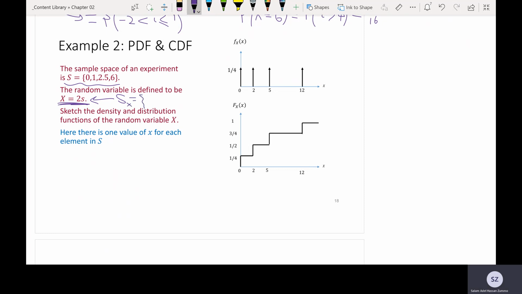What is the range of s? This is s. What is the range of x? Well, the values that x takes. X is equal to 2s. So what is the range of x? 0, 2, which is 1 multiplied by 2, and 5, and 12. So basically, we can have 0, 2, 5, and 12. And because they are equal probable, each one of them has a probability of 1 over 4. Now, so this is the PDF. If we integrate this, we get the CDF, which is basically a step. Any questions?